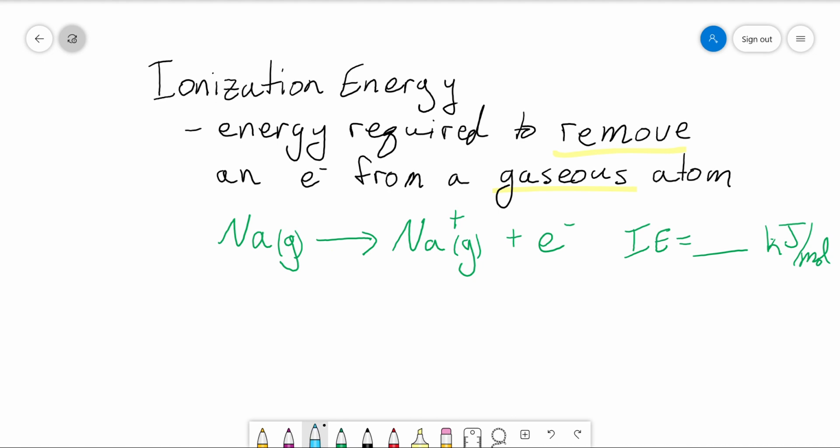Okay. And so we can really do that for any chemical. We could have chlorine, for instance, Cl gas, and we just remove an electron and we get Cl plus gas plus an electron. Now chlorine doesn't normally form a plus charge, but that's still the definition of ionization energy.